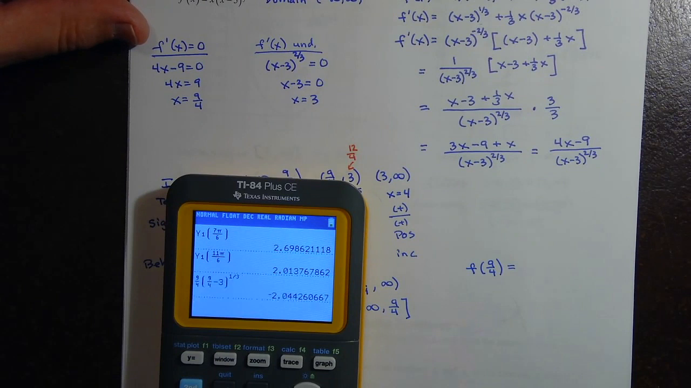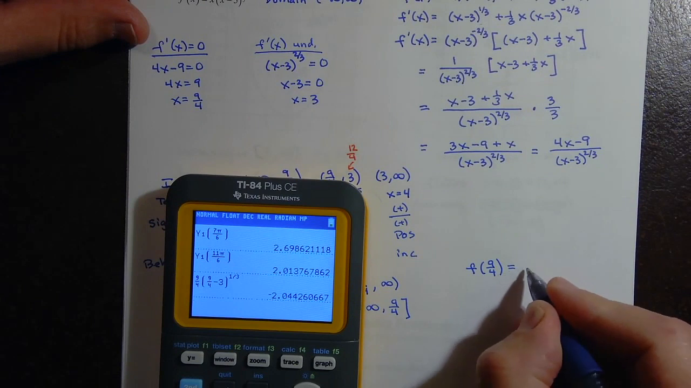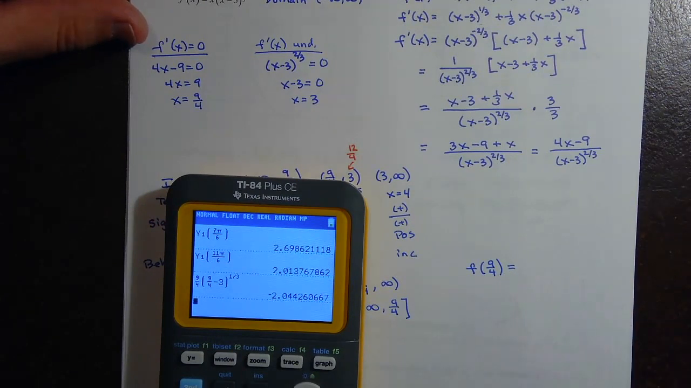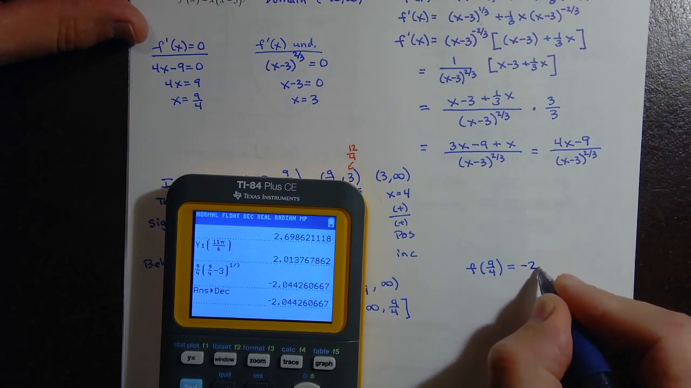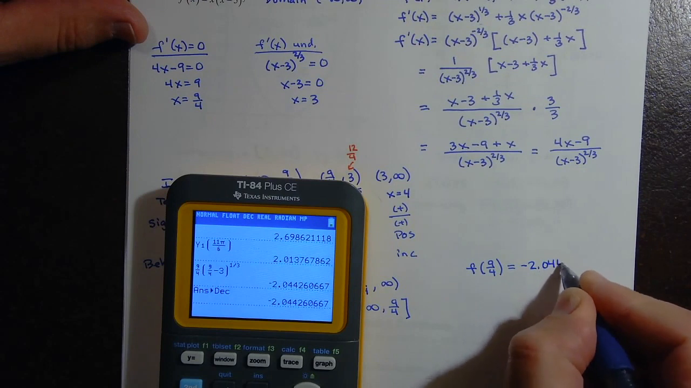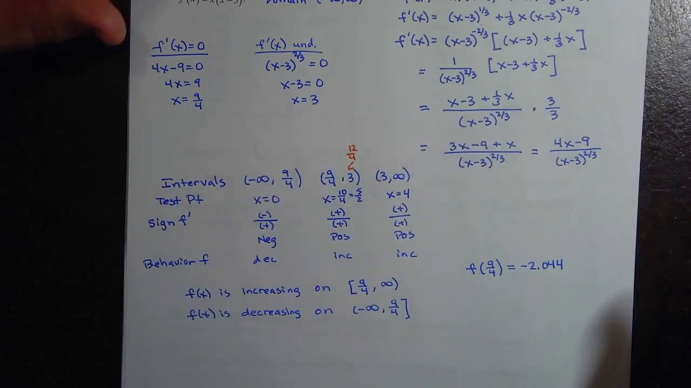I know we're not going to be able to get this. If you try to change it to a fraction, it won't work because it's a root. So this is -2.044. So what does that tell us?